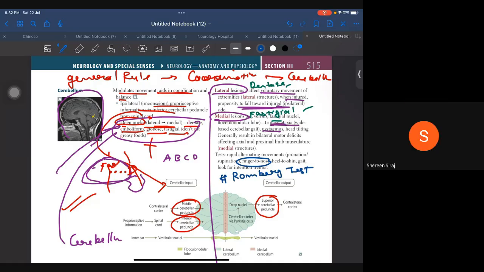Like the patient will be asked to close his eyes and stand erect for like 60 seconds or more than a minute. If he's not able to do so, that is like a positive test. Yeah. Closing eyes, hands open, and he will be asked to see whether he is able to stand or not. Okay, this is one case.